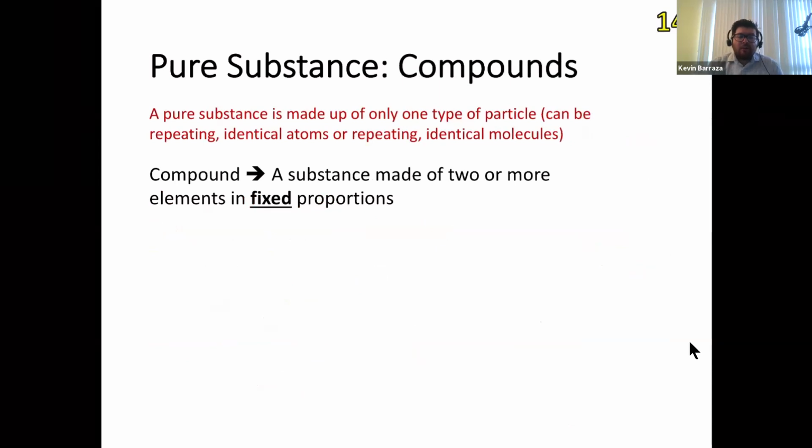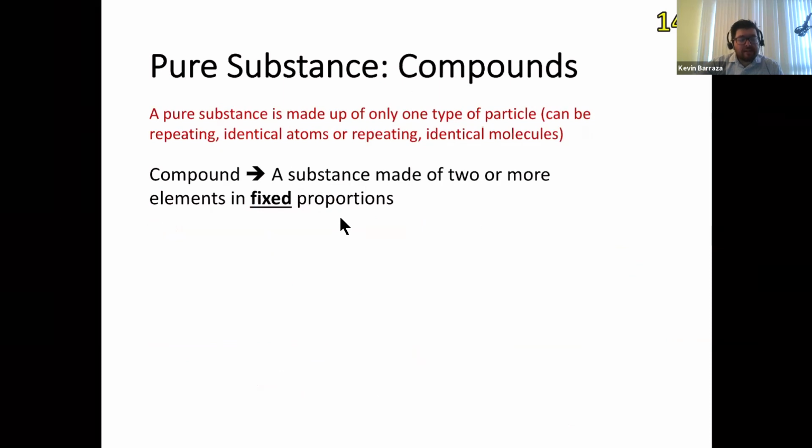In addition to elements, we can have compounds. So again, elements and compounds are both considered pure substances because they're only made of one type of particle. Only this time, when we have a compound, it's a substance whose particles are made of 2 or more elements in fixed proportions. Meaning, much like a recipe, it's 1 part hydrogen, right? 1 part oxygen or something like that.